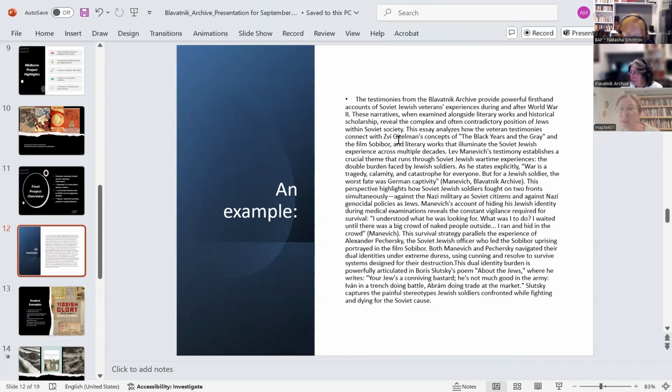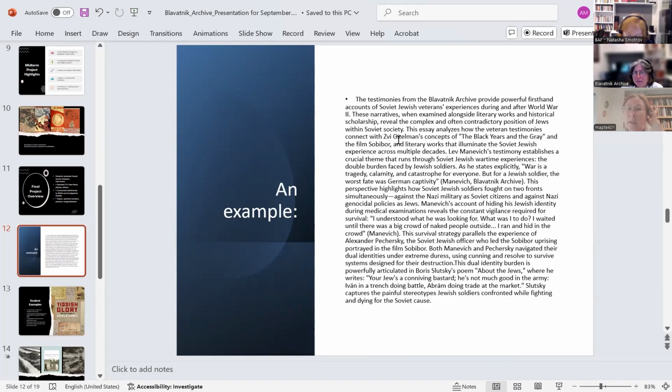And he says, both Manevich and Pechersky navigated their dual identities under extreme duress, using cunning and resolve to survive a system designed for their destruction.